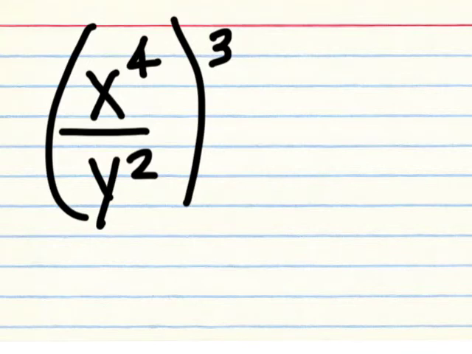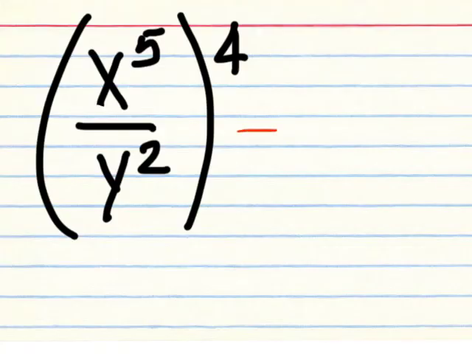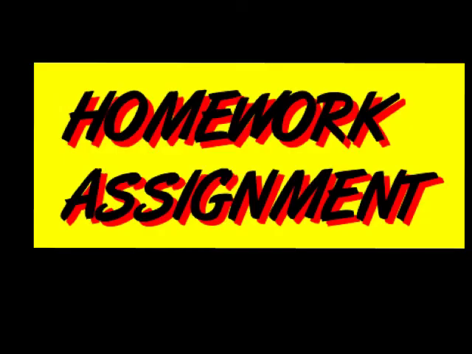X to the 4th over y to the 2nd, all of that to the 3rd power. Distribute the 3 to the exponents on the inside. You'll have x to the 12th over y to the 6th. What's the answer to this one? X to the 20th over y to the 8th. That's right.